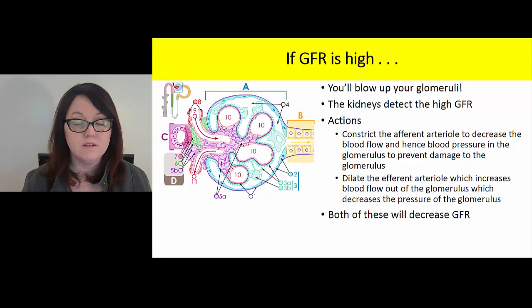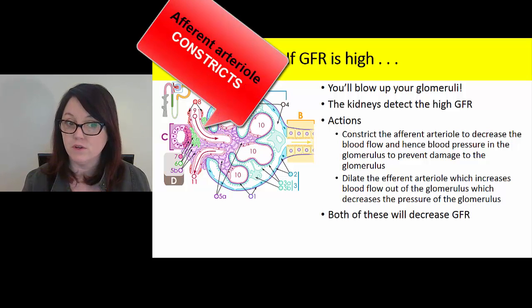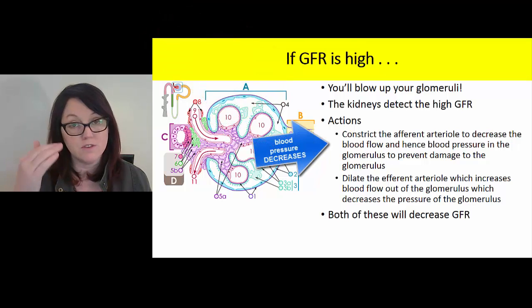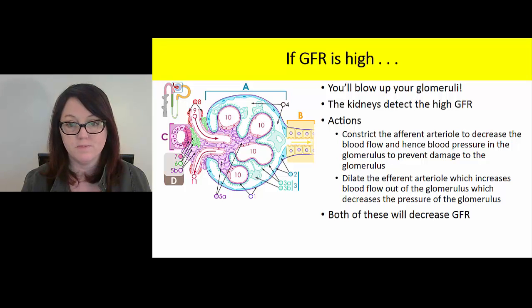So the kidneys can detect this high GFR and they take action. One of the things that they do is they constrict the afferent arteriole. And by constricting the afferent arteriole, you have less blood flowing into the glomerulus, causing the pressure to drop there. So now you've reduced your risk of popping your glomerulus, right? This also will decrease your glomerular filtration rate.